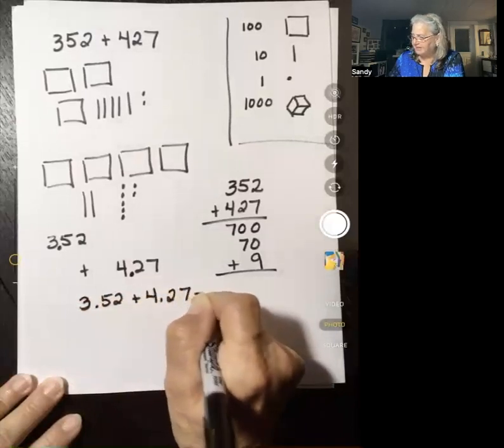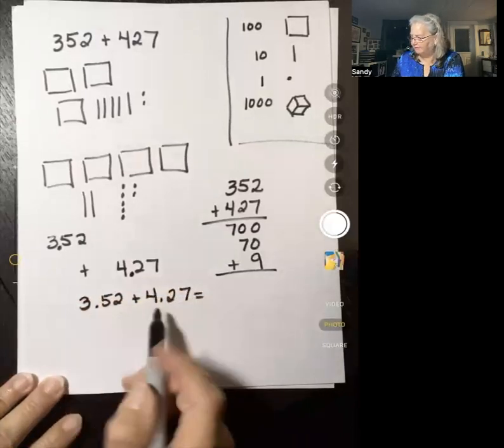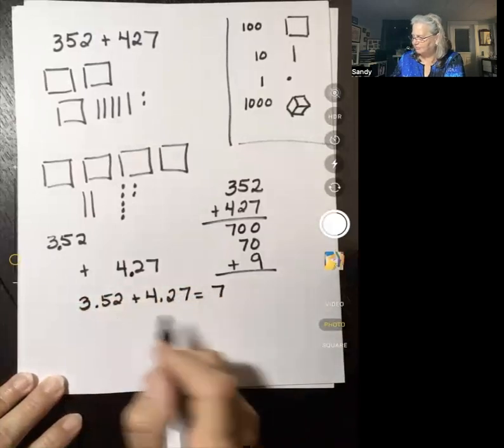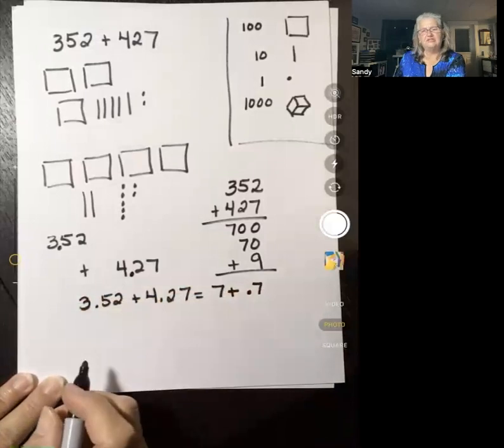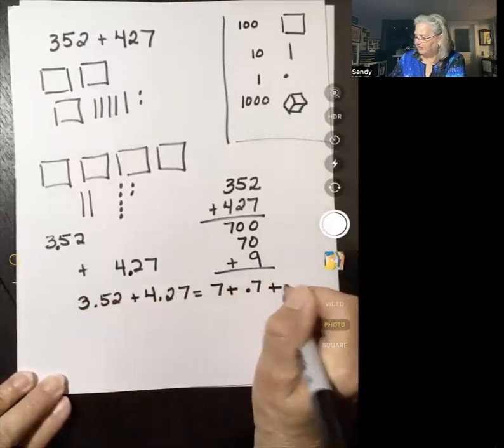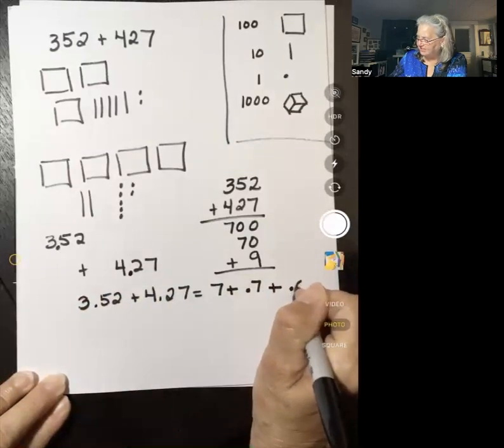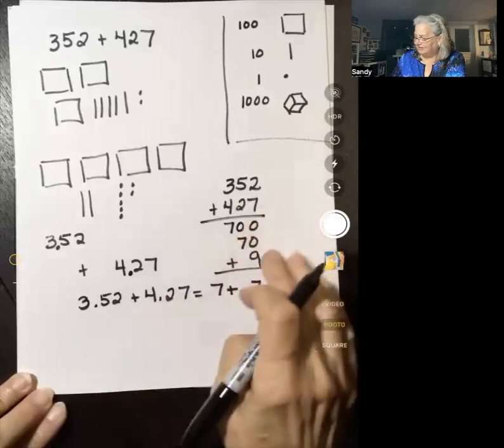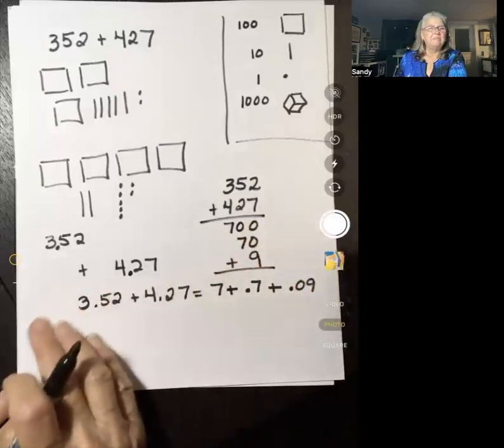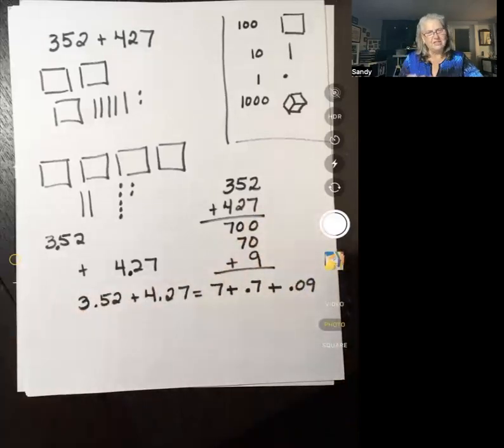I know I need to combine wholes with wholes. 3 and 4 is 7. Tenths with tenths. 5 tenths and 2 tenths is 7 tenths. Hundredths and hundredths. 2 hundredths and 7 hundredths is 9 hundredths. It's similar. I'm still thinking of combining like terms. That's place value for whole numbers, but that takes us down into decimals.